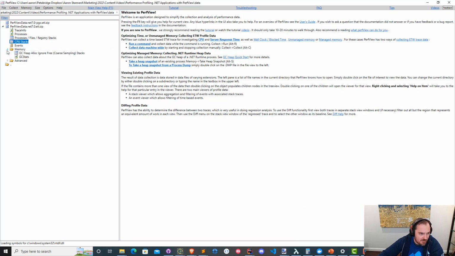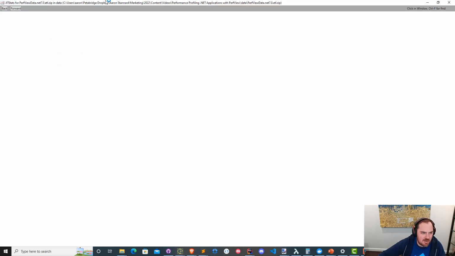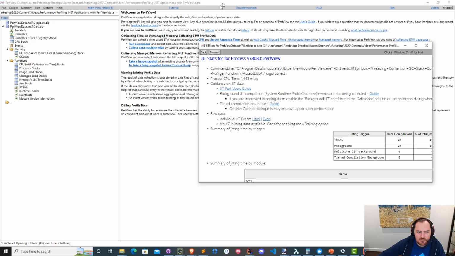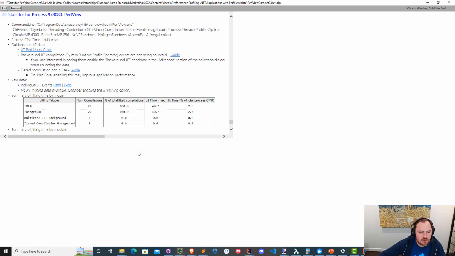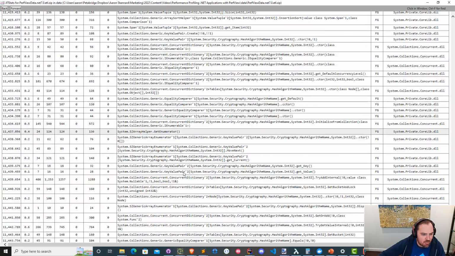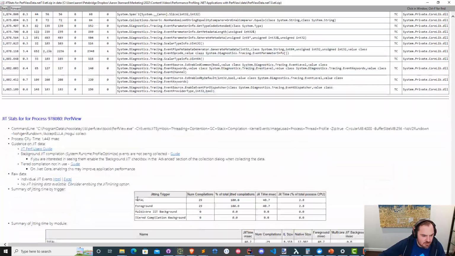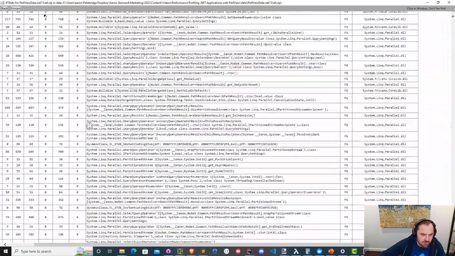So the next thing we might want to do is go into advanced and see if we can see any JIT stats in here. This is the non-PGO version, okay? Let's see if this opens up. All right, JIT stats here. And is there a way I can break this down by process? That's JIT stats for PerfView. That's not super interesting.